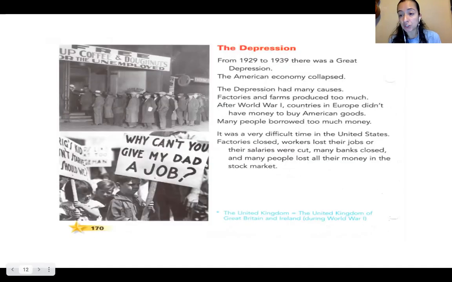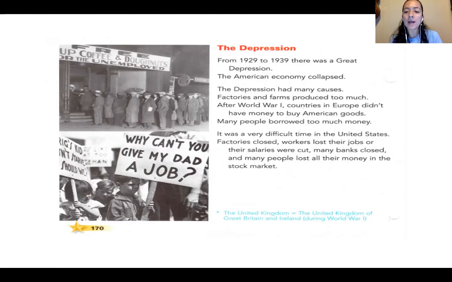The Great Depression. This is not a war, but is something that is going to come up in your interview because it's part of the American history of the 1900s. The Depression. From 1929 to 1939, there was a Great Depression. The American economy collapsed. The Depression had many causes. Factories and farms produced too much.